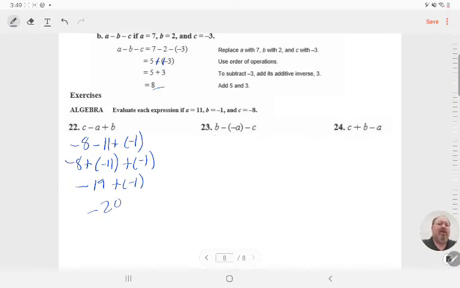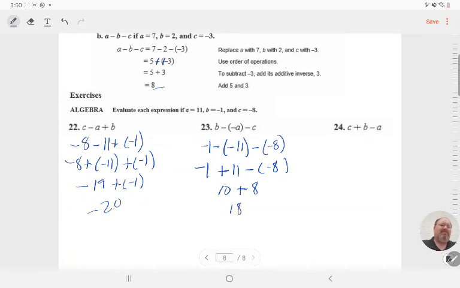Okay? On this one, we have negative 1 minus a negative 11 minus a negative 8. So we just plug in for the variables. And then this would be keep, change, change. So negative 1 plus 11 minus a negative 8. So this would be 10. Again, keep, change, change, plus 8 is going to give me 18.